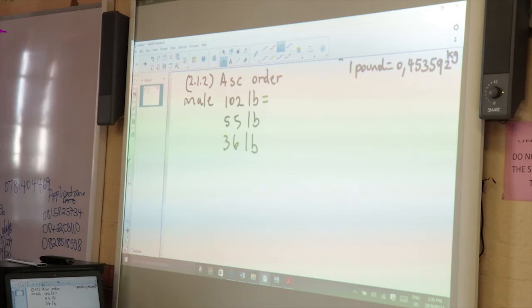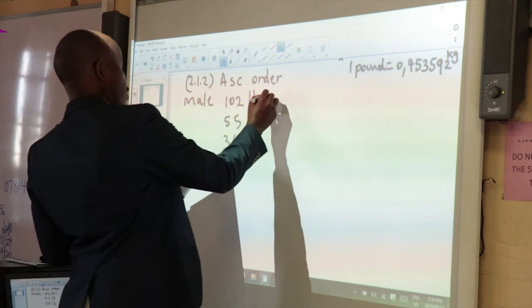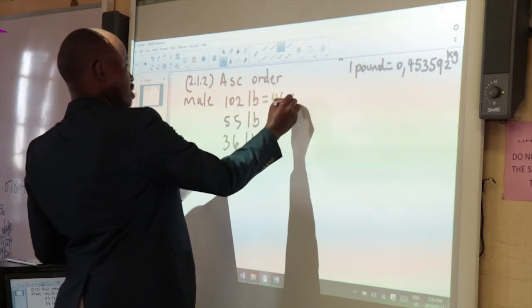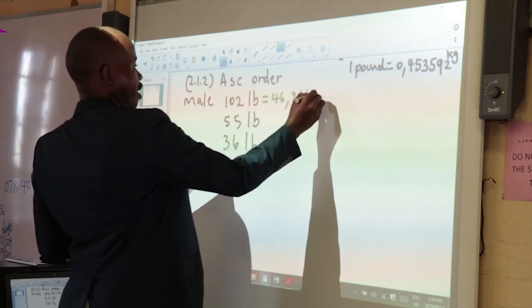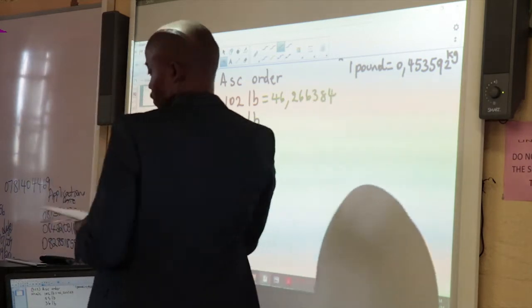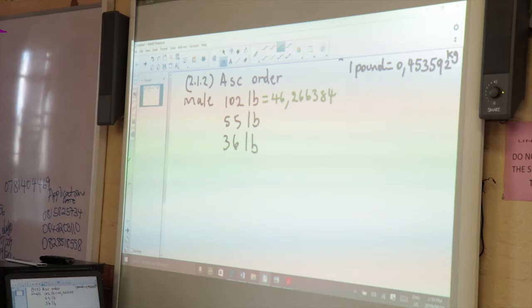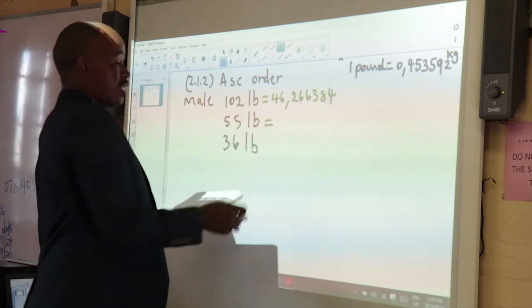102 pounds multiplied by the conversion factor gives 46.267. For this male, it's 46.27. You can follow the pattern of the data given, which is rounding to 2 decimals. Then the male who is 55 pounds, in kgs.